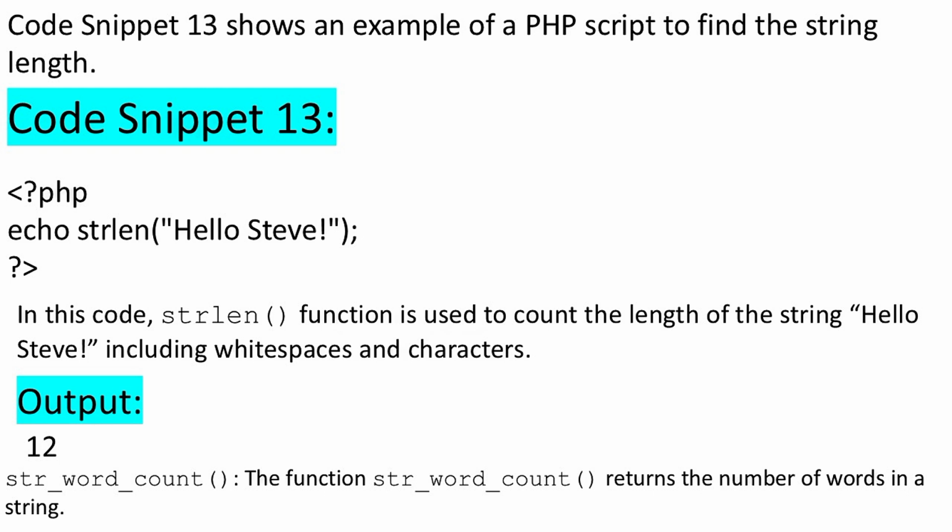When this code runs, the output is 12. That means the string Hello Steve has 12 characters in total. The important thing to remember here is that strlen doesn't ignore spaces or punctuation marks. It includes everything exactly as it appears inside the quotes. So even the space between Hello and Steve is treated as one character.